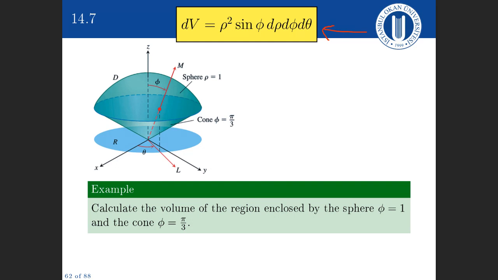Calculate the volume of the region enclosed by the sphere. There's a typo here. It should be the sphere rho equal to 1. And the cone phi is equal to pi over 3.